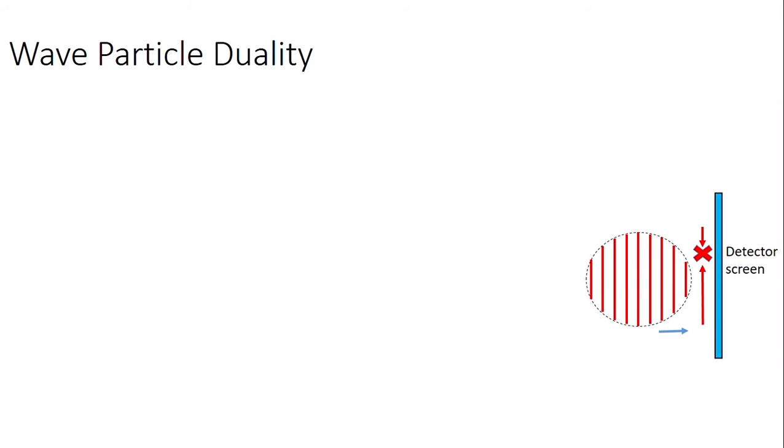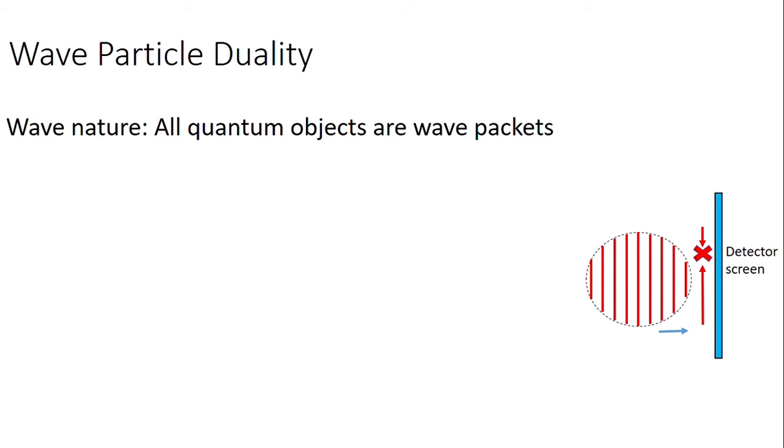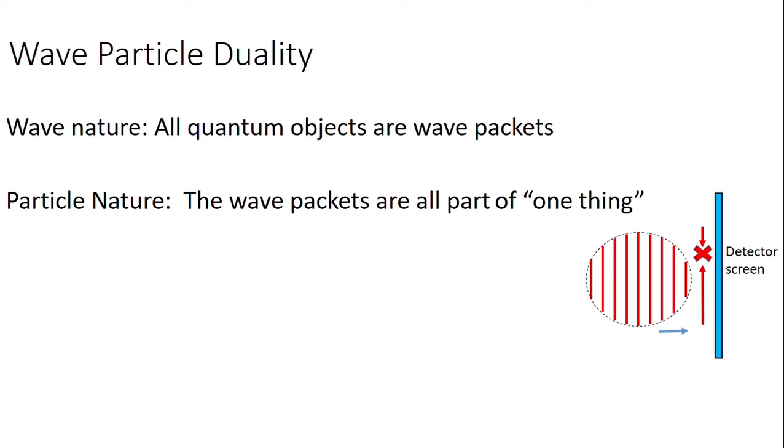Now that I've presented these two postulates, let's look at what's known as wave-particle duality. Quantum objects have a wave nature in the sense that they are traveling vibrations in a field. They are waves. But they also have a particle nature in the sense that the wave packets are all part of one thing. No matter how big a wave packet is, or if it's split into two or more, when one part of it successfully interacts and instantly reforms, the whole thing has to instantly reform as well.